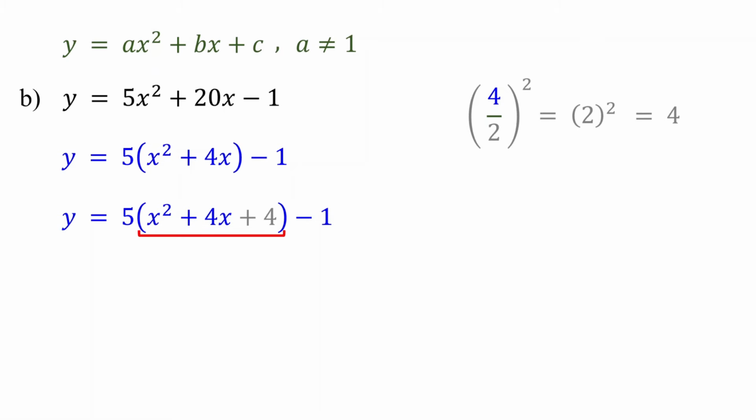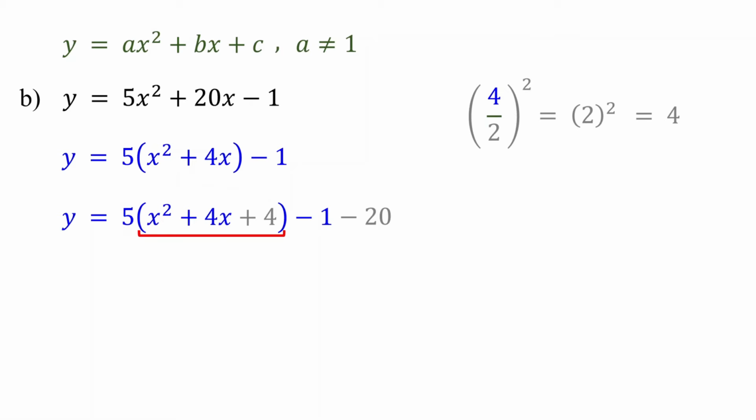This is now a perfect square trinomial. Now, to maintain the equation value, what number should we subtract? What do you think? Notice that the trinomial is multiplied by 5. If we distribute, 5 times 4 gives us 20, which means we are actually adding 20, right? So, to maintain the equation value, we must subtract 20.